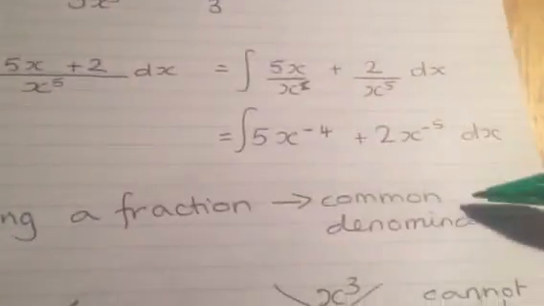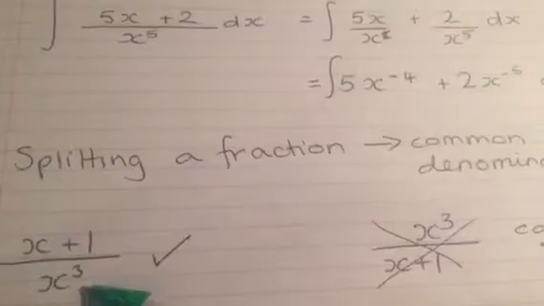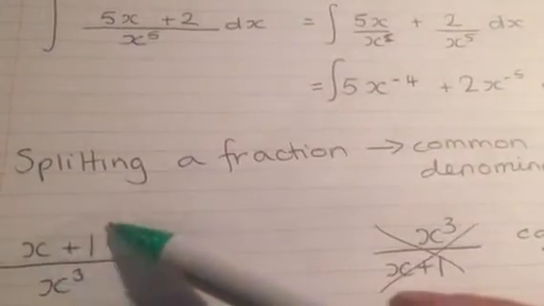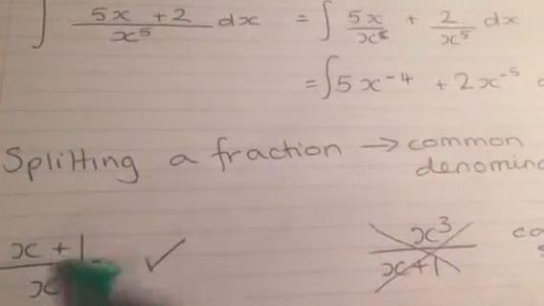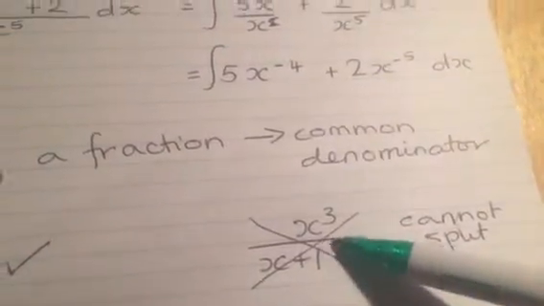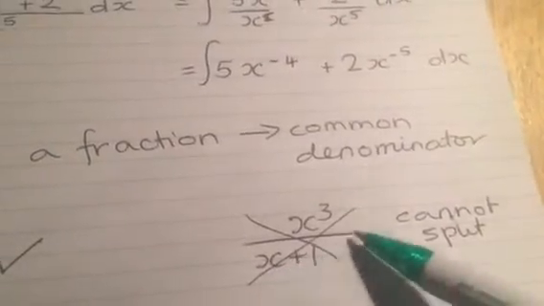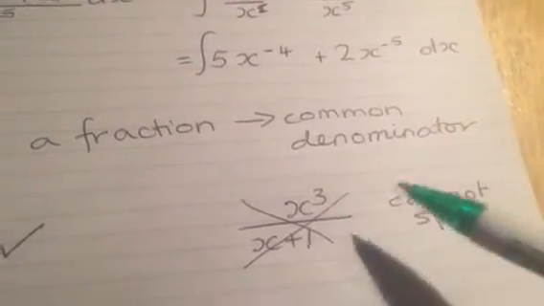When you split a fraction, be very careful. You can only split a fraction with common denominators. So this is fine, x plus 1 over x cubed, that would be x over x cubed plus 1 over x cubed. It's got a common denominator. But if I have x cubed over x plus 1, that's not a common denominator. It's an x plus 1 underneath, so I can't split that.